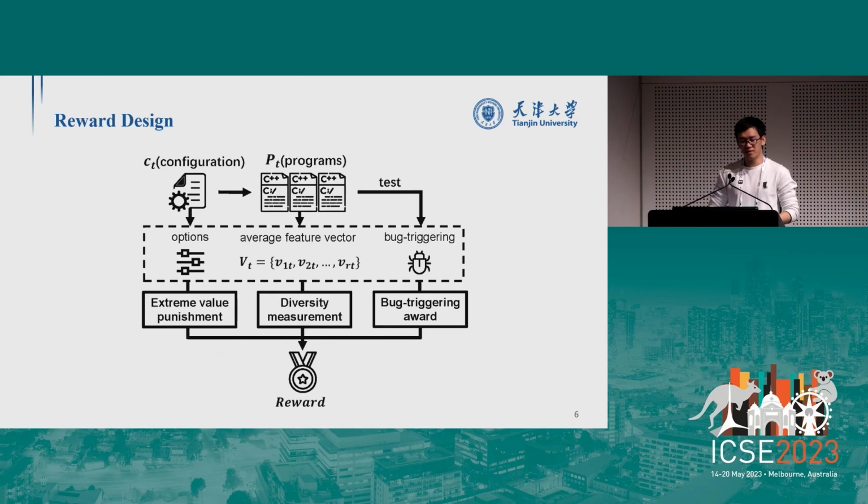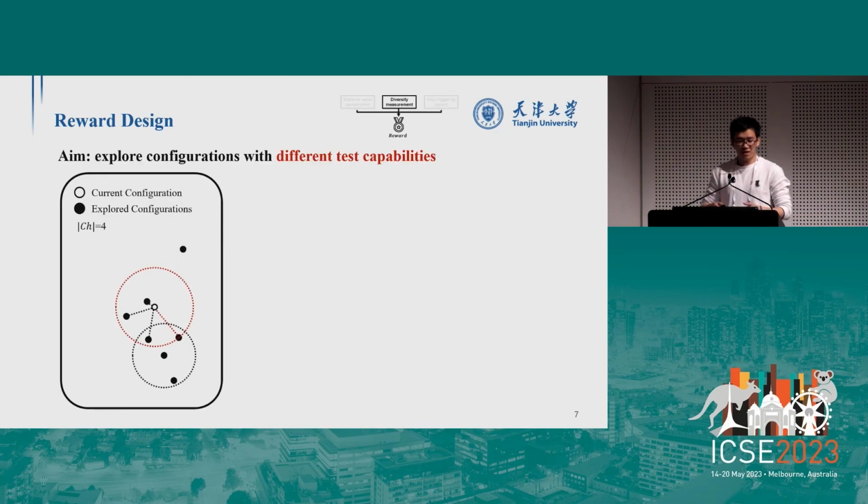The reward measurement of MCS mainly consists of 3 parts: the extreme value punishment, diversity measurement, and the bug triggering award. And the key component is diversity measurement, so we will introduce it first. The diversity measurement aims to explore the configurations with different test capabilities.